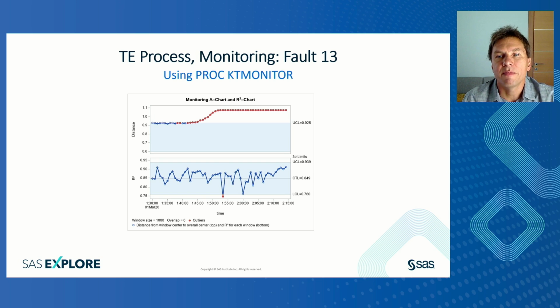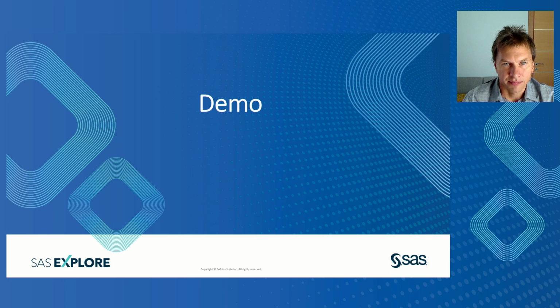Here you can see the monitoring results for one of the faults, fault 13, using ProcKT Monitor. What we did here is we fed all the monitoring data at once into the Proc. As you can see, the A chart clearly shows that the process center started drifting outside the upper control limit, and the monitoring was able to identify that well ahead of time before the actual failure occurred at the end.